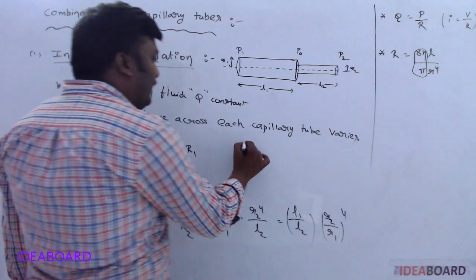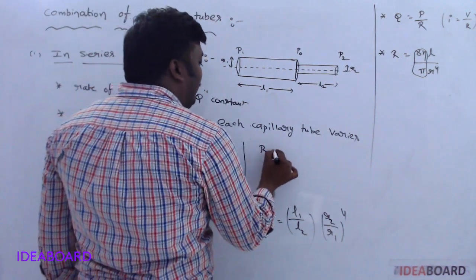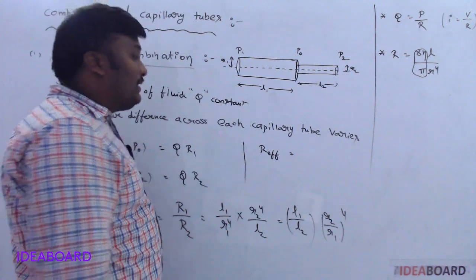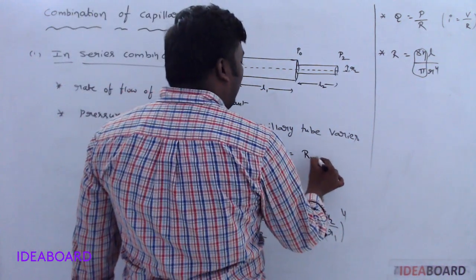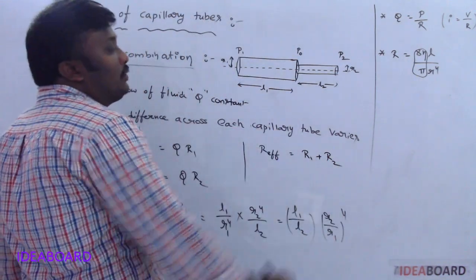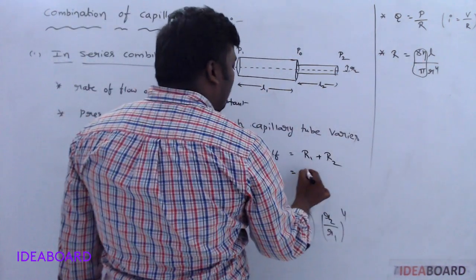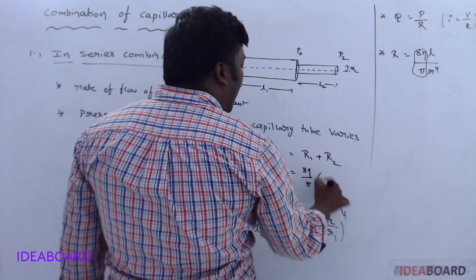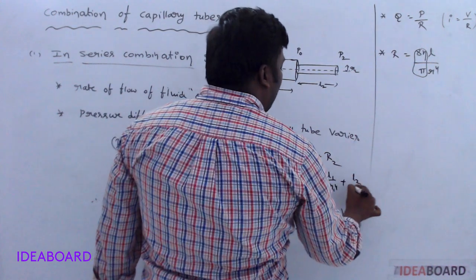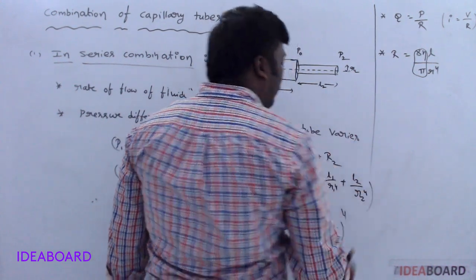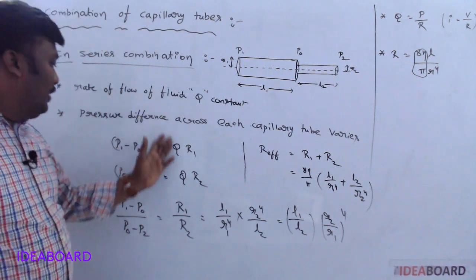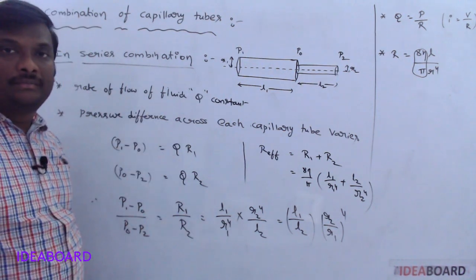Next, we know another relation, the effective resistance in the series combination. If they ask the effective resistance in the series combination, in series we know R1 plus R2. So in this, 8 eta by pi is common, na. So 8 eta by pi common, L1 by R1 power 4 plus L2 by R2 power 4. So depending on the given question, you can use these formulas.